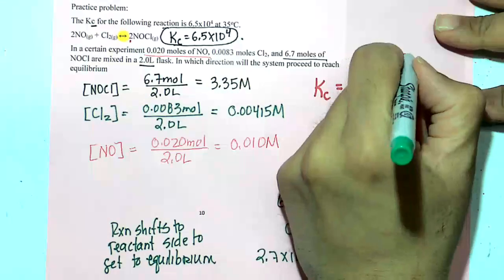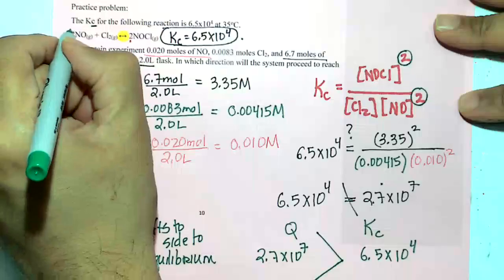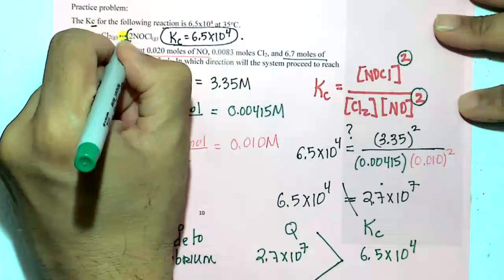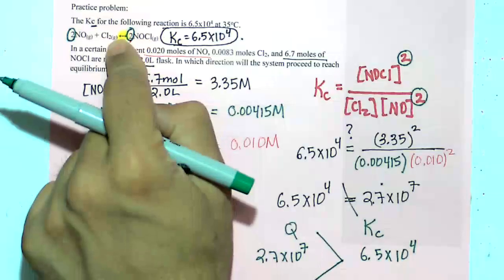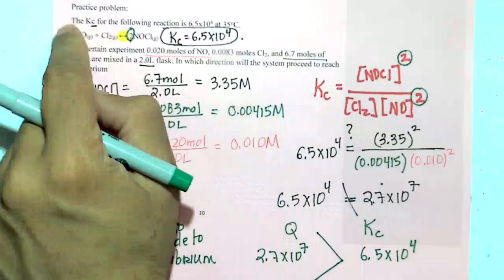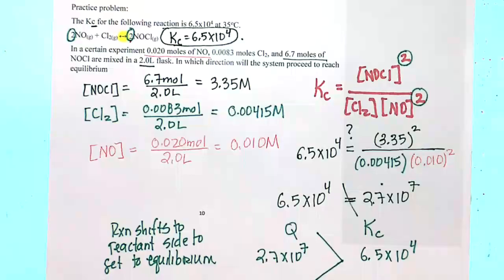One thing I want to tell you guys is don't forget your exponents. This is a way you can get the problem wrong if you don't use the law of mass action. So the square comes from this 2. The square in the NO comes from where? It comes from this 2.